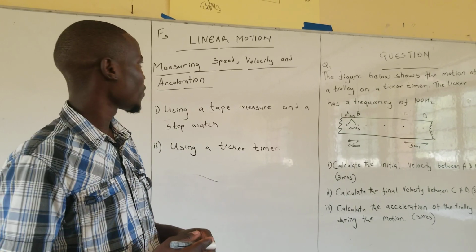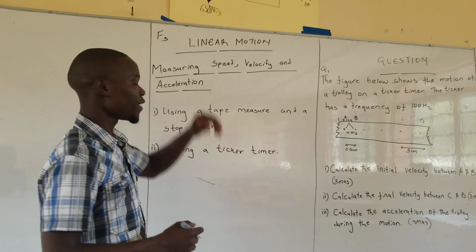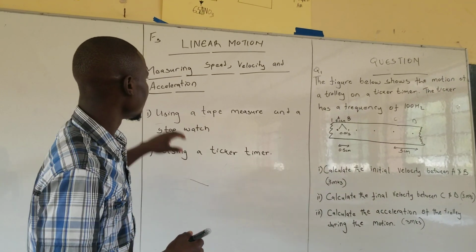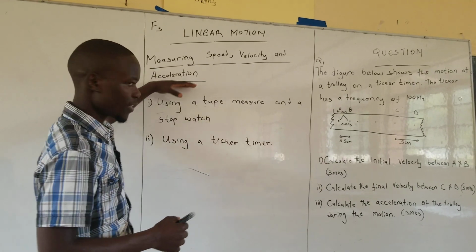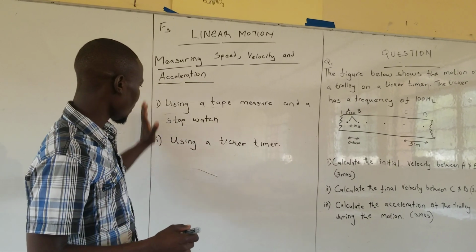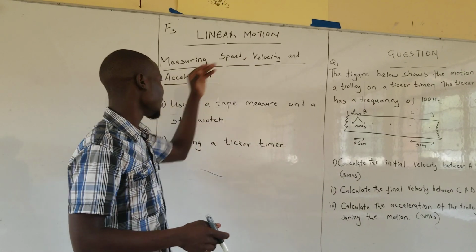Today I want us to look at a topic called linear motion. This is a Form 3 topic in physics, and specifically I want us to look at measuring speed, velocity and acceleration. Straight away we have two methods here that we can use to measure speed, velocity and acceleration.